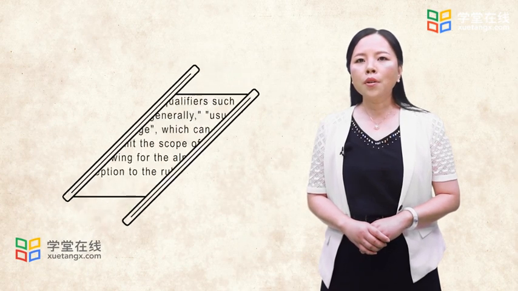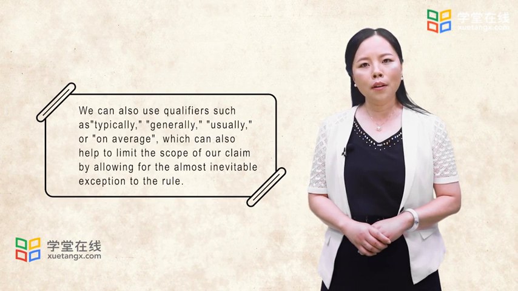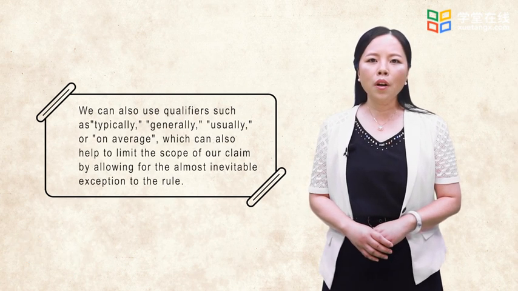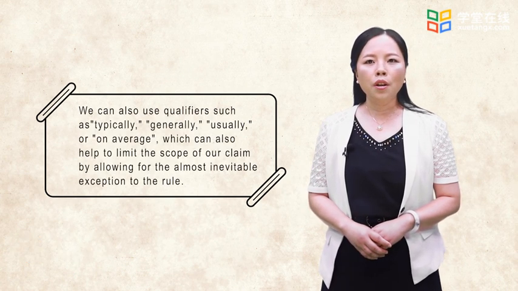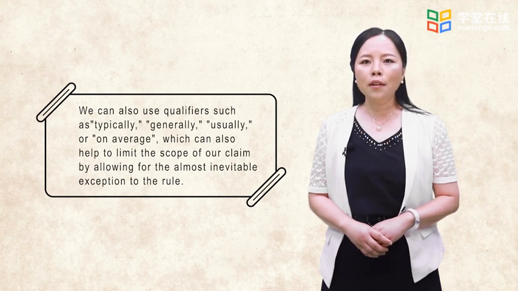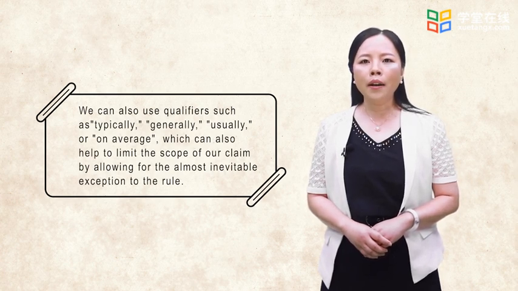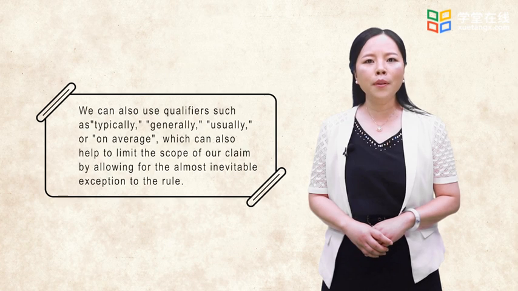In the second thesis statement, the topic of drugs has been narrowed down to illegal drugs, and the detriment has been narrowed down to gun violence. This is a much more manageable topic. We can also use qualifiers such as typically, generally, usually, or on average, which can also help to limit the scope of our claim by allowing for the almost inevitable exception to the rule.